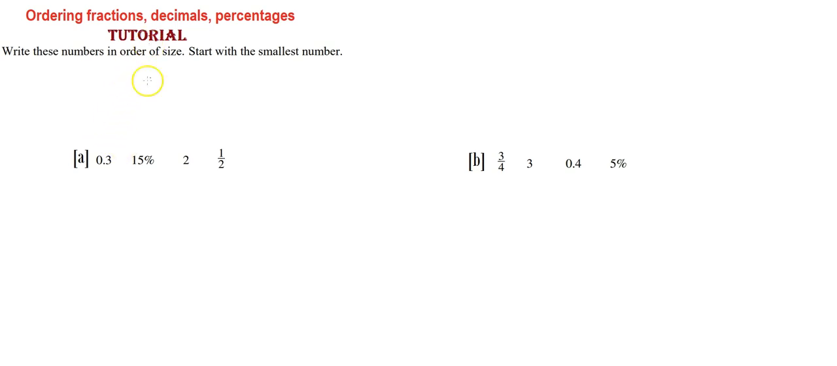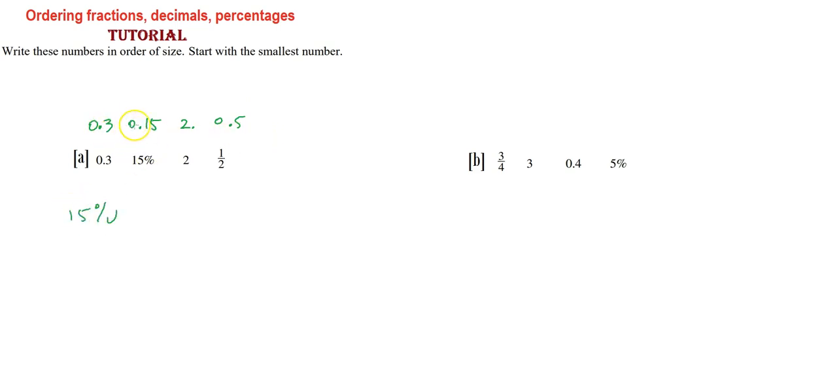So this one here, I would rename, don't have to rename, it already is 0.3. This one here is 0.15. This one here is, well, that's 2 point something, and this one here is 0.5. So smallest is definitely 15%.